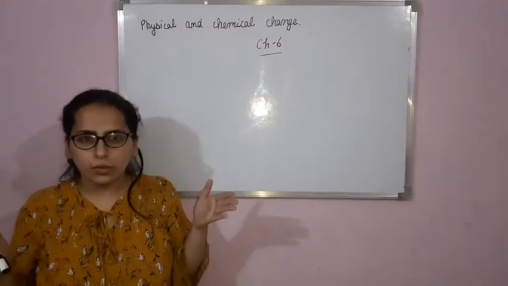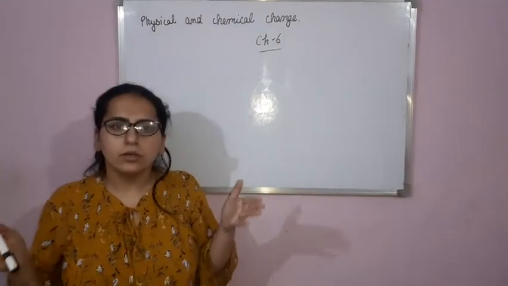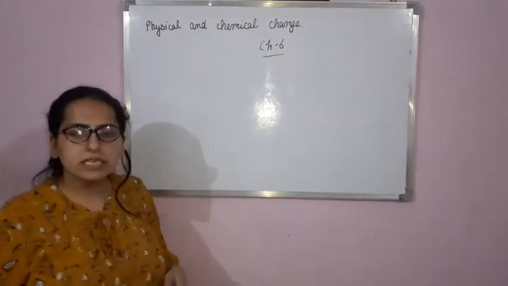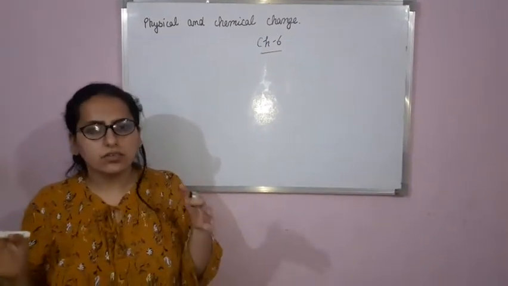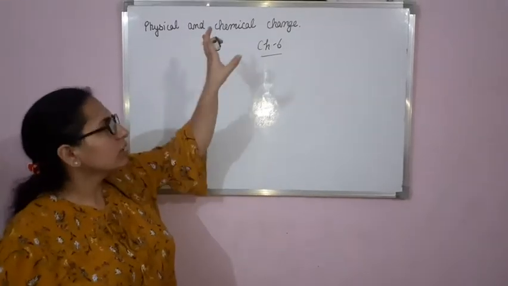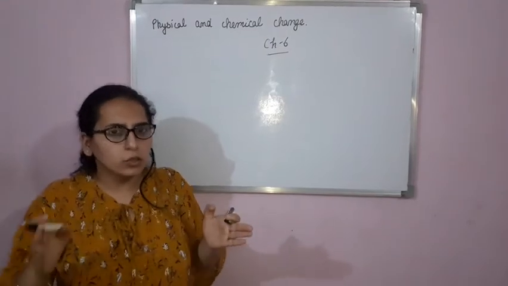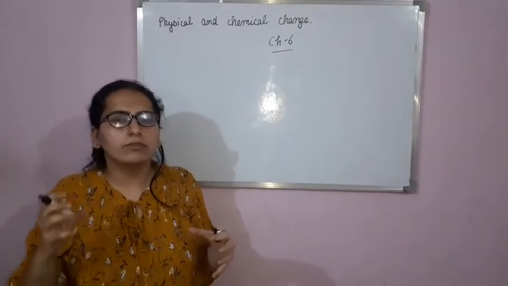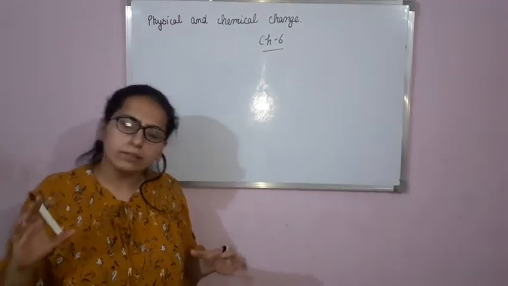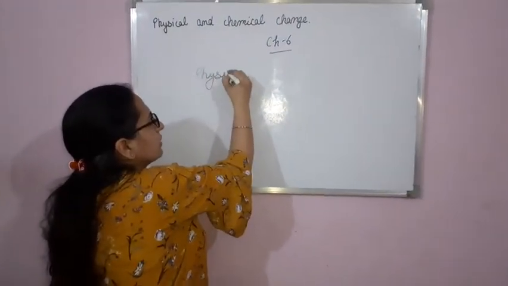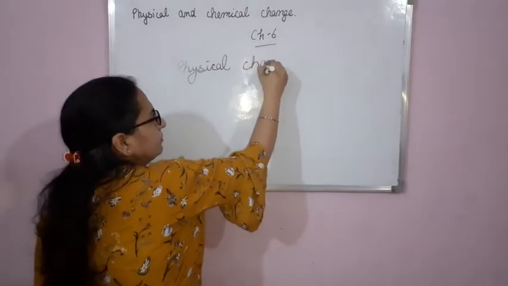Everyone. Today we will start a new chapter, that is chapter number 6, Physical and Chemical Change. Today we will just do the definition of these two along with a few examples. First of all, let us start with what is a physical change.